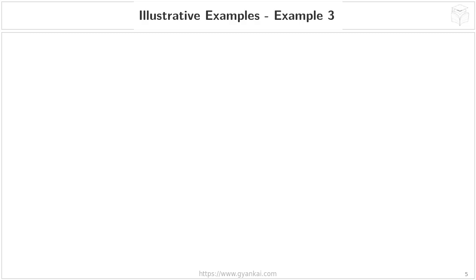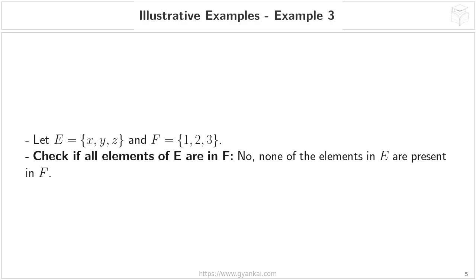Illustrative examples, Example 3. Let's move on to our third example. On this slide, we have two sets defined as follows. Set E contains the elements X, Y, and Z, and set F contains the elements 1, 2, and 3. Now, remember from the previous slides, to determine if one set is a proper subset of another, we first need to check if it's even a subset at all. So, let's check if all the elements of set E are also present in set F.